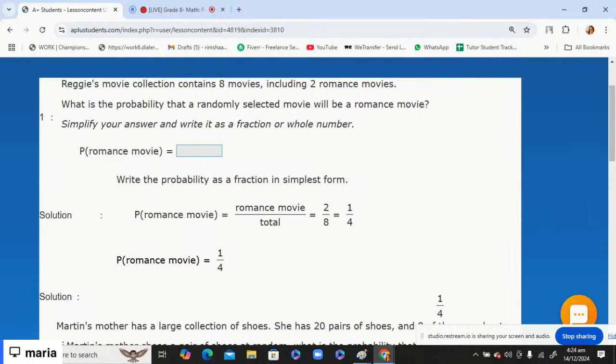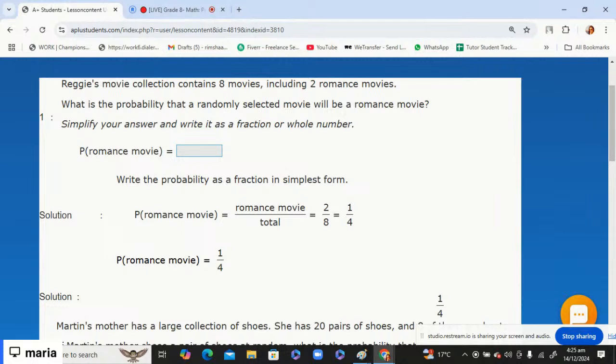So Reggie's movie collection contains 8 movies. How many total movies? There are 8, including 2 romance movies. What is the probability that a randomly selected movie will be a romance movie? So first of all, we are going to find the probability of a romance movie. For finding that, in the denominator we put how many total? Total are 8 movies, and how many romance movies? 2 of them. So 2 by 8. You can check your answer then.